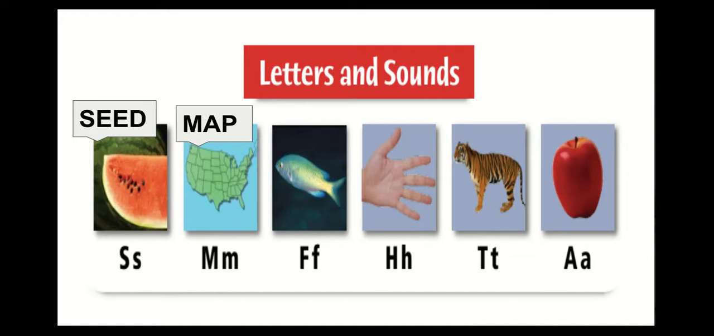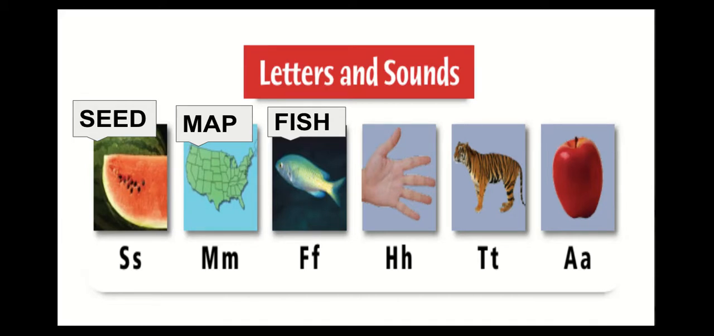The next picture, do you know what that is? It's a fish. Fish. Now, an interesting thing about consonants. Usually consonants make the same sound, no matter where they are in the word. But some of the consonants, when you put them together, like S and H, make a new sound. S and H in English make the sound sh. Let me hear you say sh. Repeat after me. Fish.